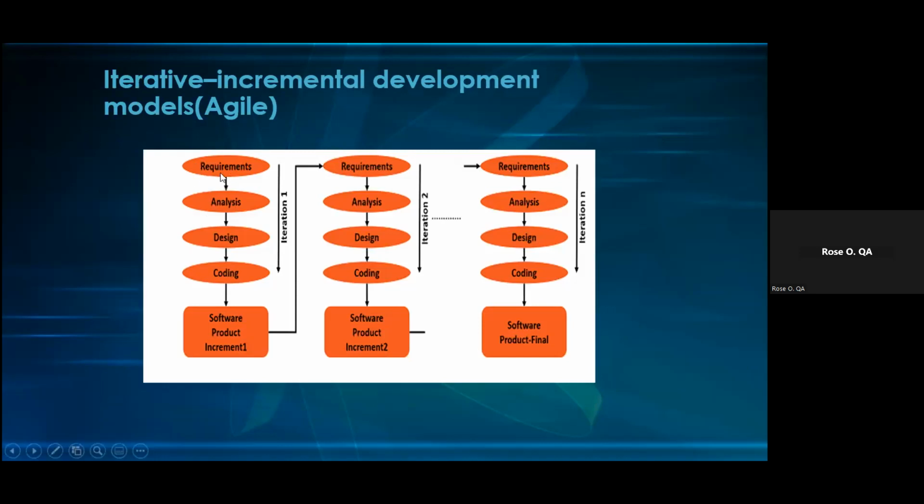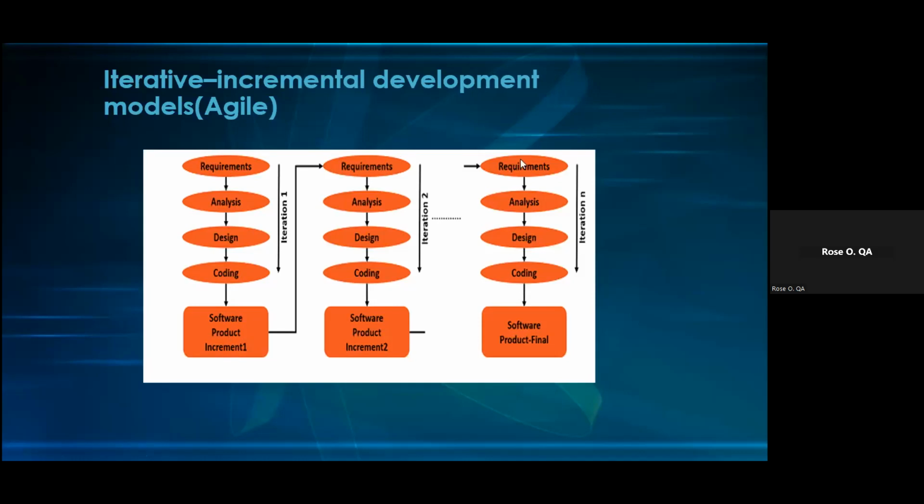So the first one is requirement gathering. We analyze, design. Design includes testing and the likes, coding, testing, doing everything. Then software product increment one. We move to the next thing. That's the first iteration. The next iteration, we do the same thing: requirements, analysis, design, coding, and the second product is done. So second increment. We do it again for the third one: requirement, analysis, design, coding.